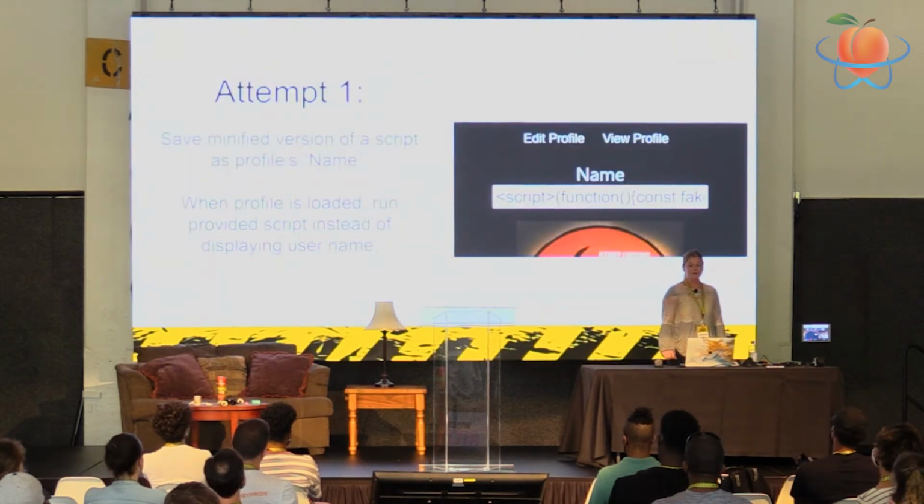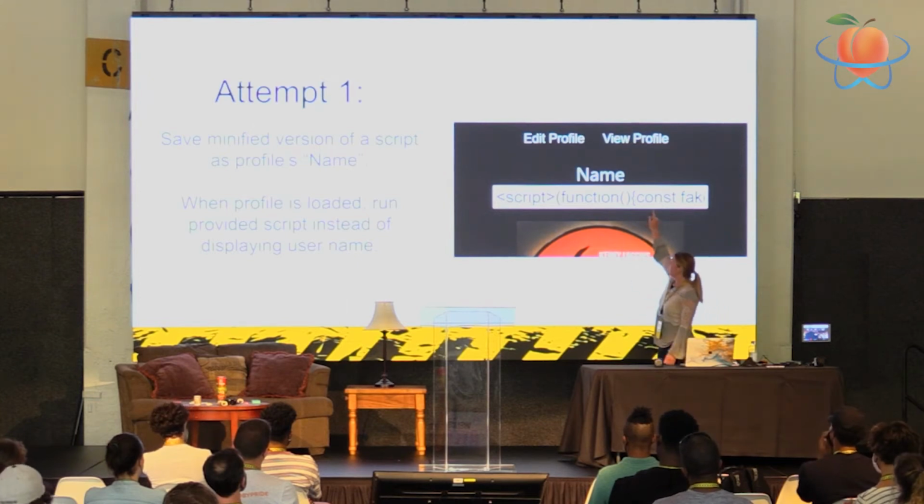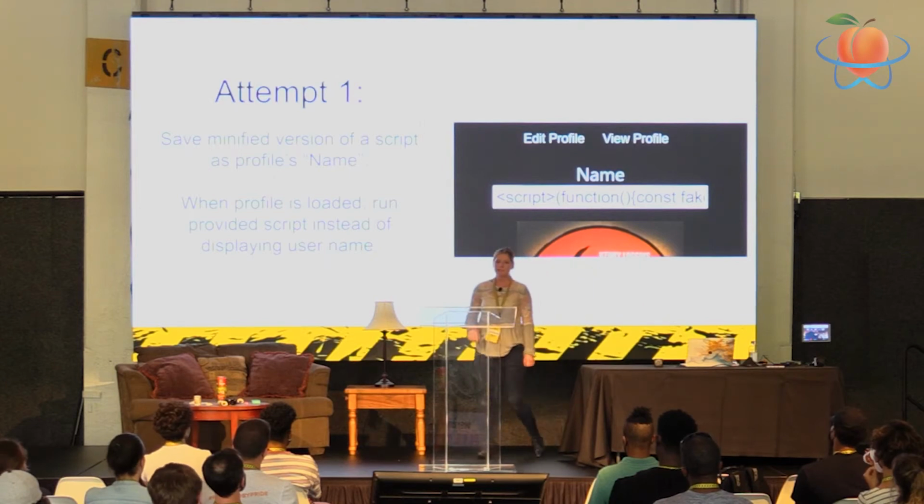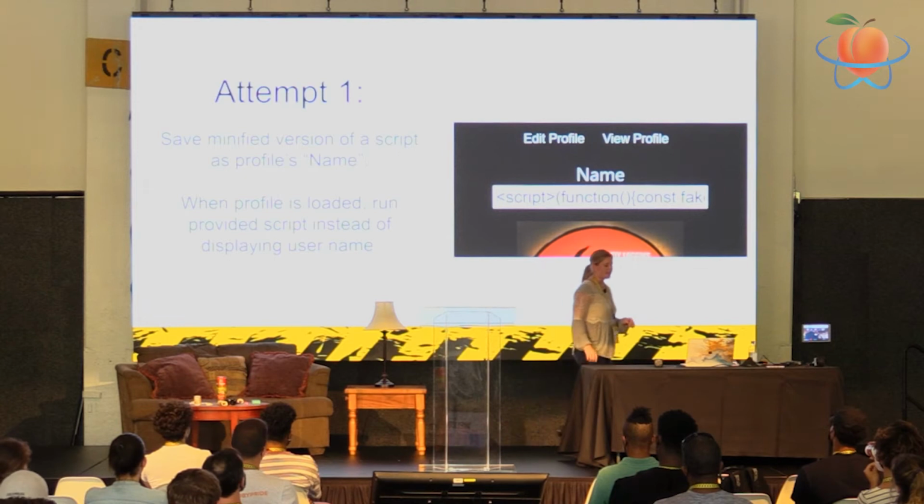So, in my first attempt, I want to save a minified version as his name here. And then when a victim opens this profile page, I want my script to be executed. I don't want them to see Kenny logins. I want my script to be executed.